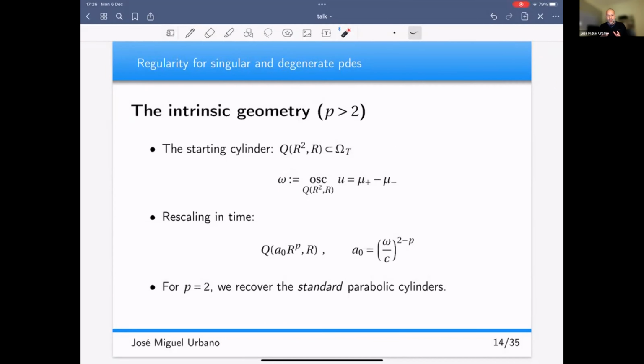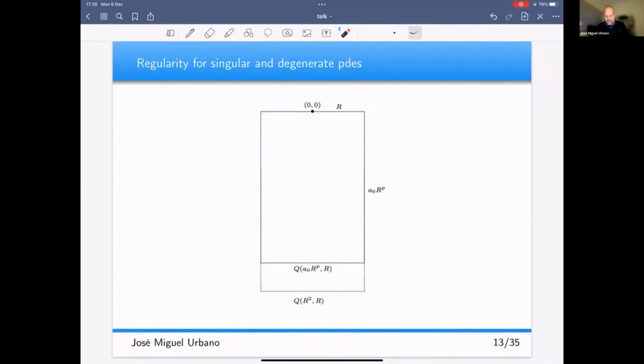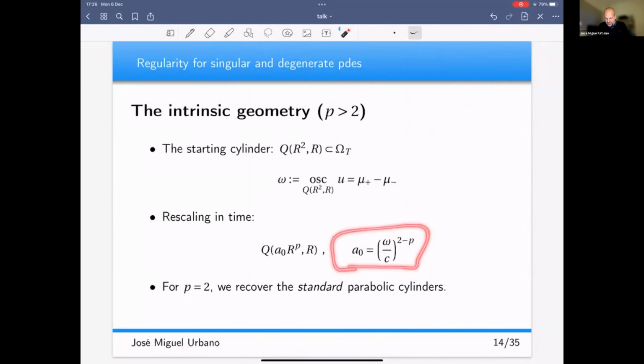Okay, and then we rescale the r to the p box according to a factor which has exactly this form. So it's the oscillation that we measured in this box divided by a constant, which is something universal, depending only on the data, to the power 2 minus p. So you see that this number in principle is a large number because the oscillation is small. This is going to be large, so this is going to be very small. So since p is greater than 2, so I'm considering the case p greater than 2 here. So this is a small number, so this exponent is negative, so this is going to be large, right? Greater than 1. So we are in fact stretching the box.